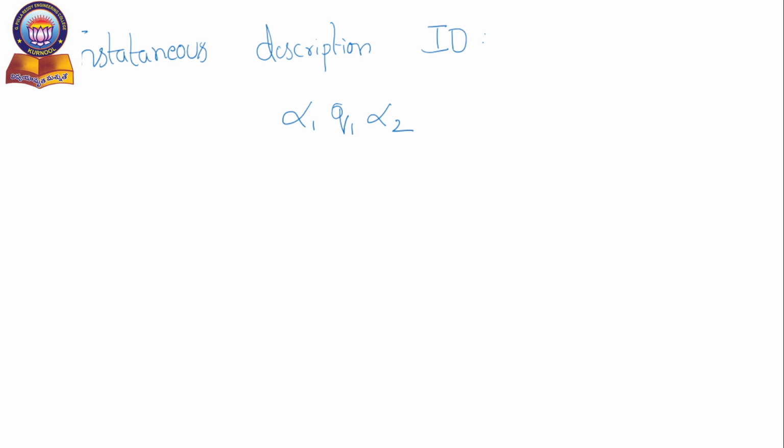Now let us see the instantaneous description of the Turing machine. The instantaneous description, ID, will give the status of the Turing machine at any instant of time. And the general format of the instantaneous description is alpha 1, Q, alpha 2. Here Q is the current state of the machine. Alpha 1 and alpha 2 are the strings of the tau. That means alpha 1 and alpha 2 are the tape strings, tape symbol strings.